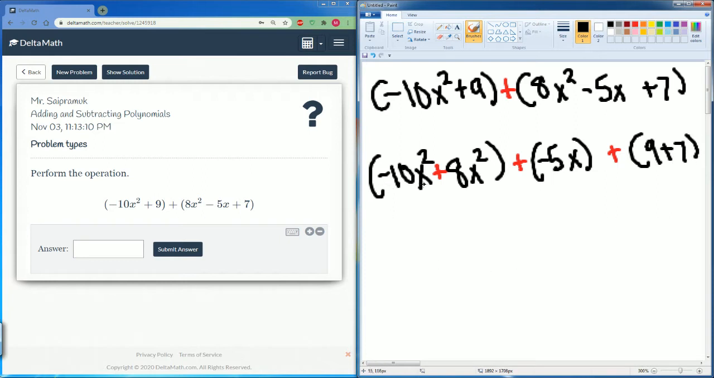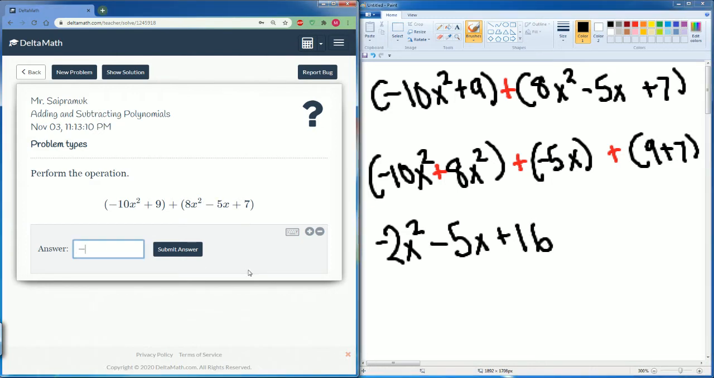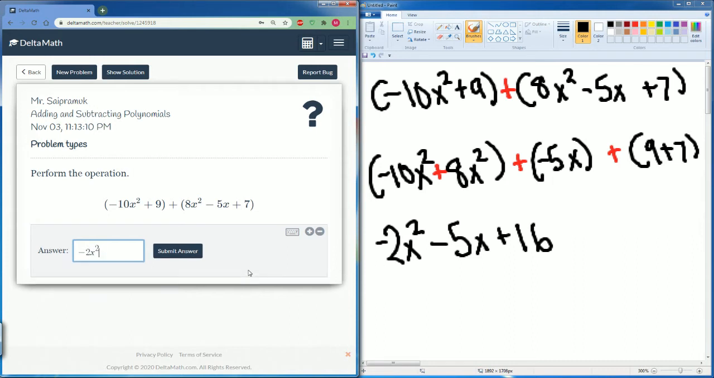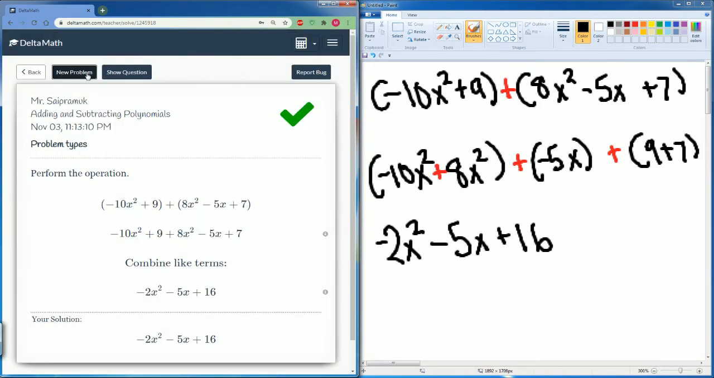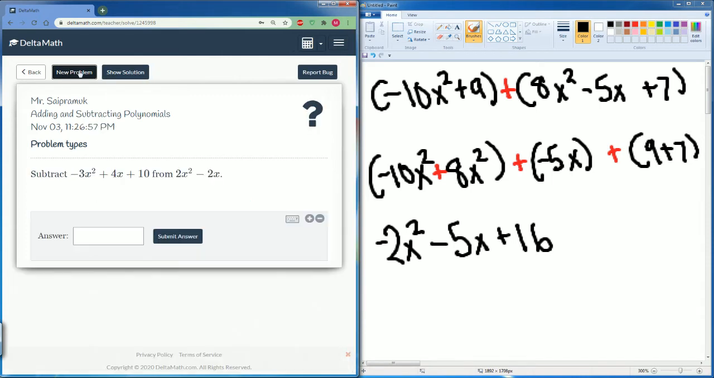So negative 10x squared plus 8x squared gets you negative 2x squared. And you're going to add negative 5x, so minus 5x. Then you're going to add 9 plus 7, which is just 16. So you get negative 2x to the second power minus 5x plus 16. Alright? Good.